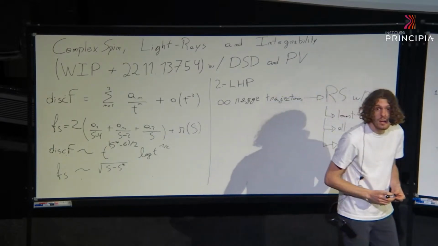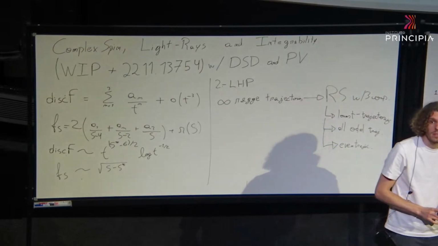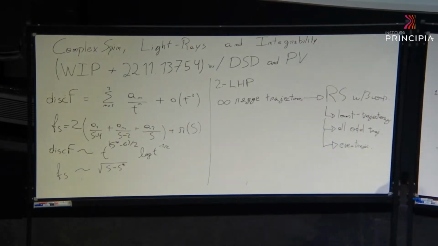Say again? Odd spin. So odd and even spin trajectories, they have different quantum numbers, and therefore they kind of live in separate spaces. But otherwise, the picture in the complex spin plane is as follows.